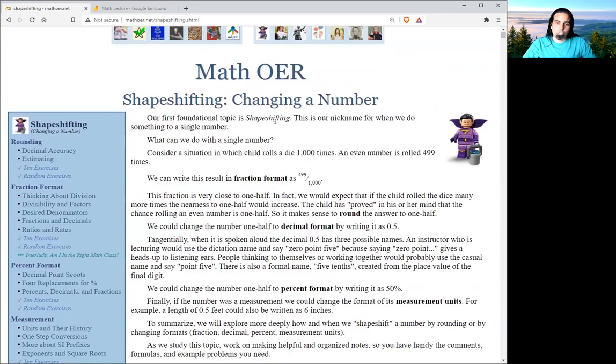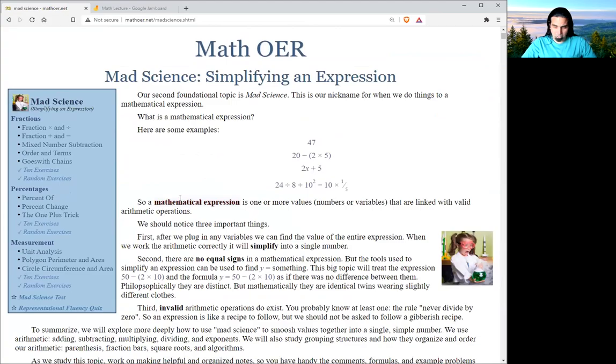So we've gone through all of shape shifting in the first part of class, everything about changing one number. Today, we're going to take another chunk out of mad science, squishing numbers together, see what comes out. We've done everything about fractions. And we've done most of percentages. We're going to review percent change, talk about the one plus trick, and then start the measurement part of squishing numbers together with unit analysis.